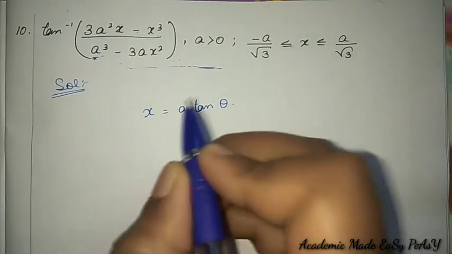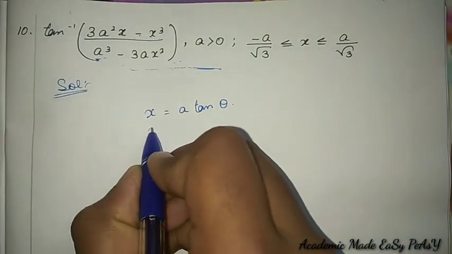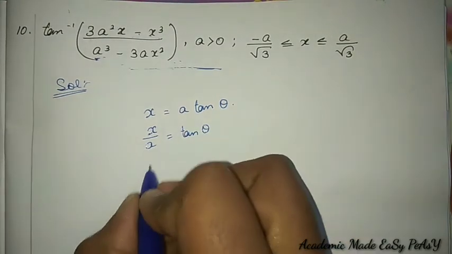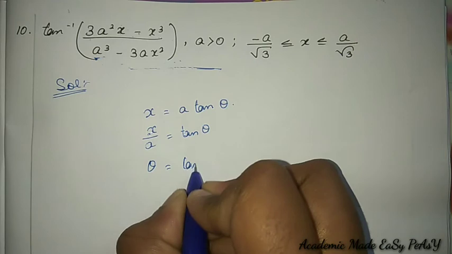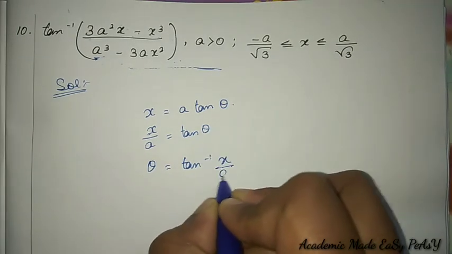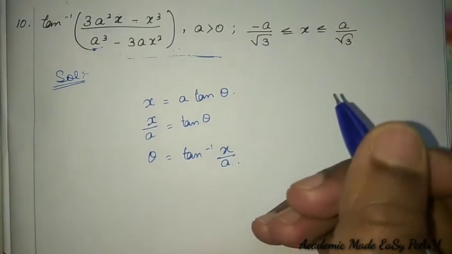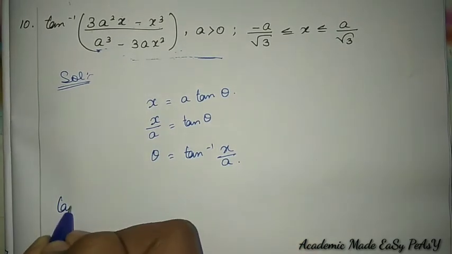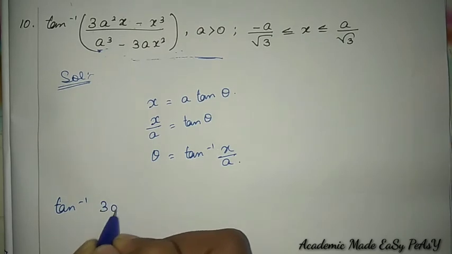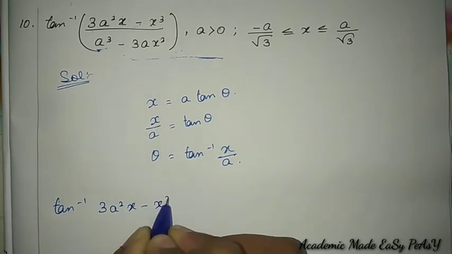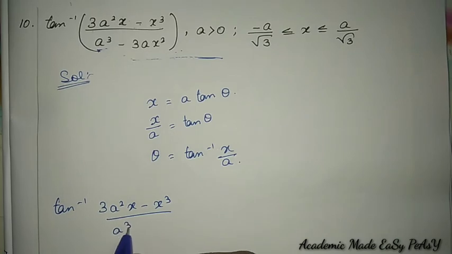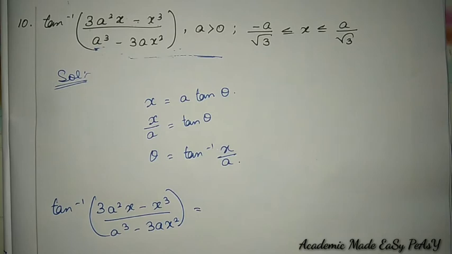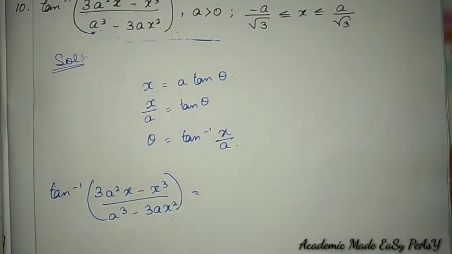Now here itself I'll find what theta is also. So x by a is equal to tan theta. So my theta is equal to tan inverse x by a. So this is my value for theta. Now let's start substituting in the given function. Tan inverse of 3a square x minus x cube divided by a cube minus 3ax square. Now I will start substituting the value of x.